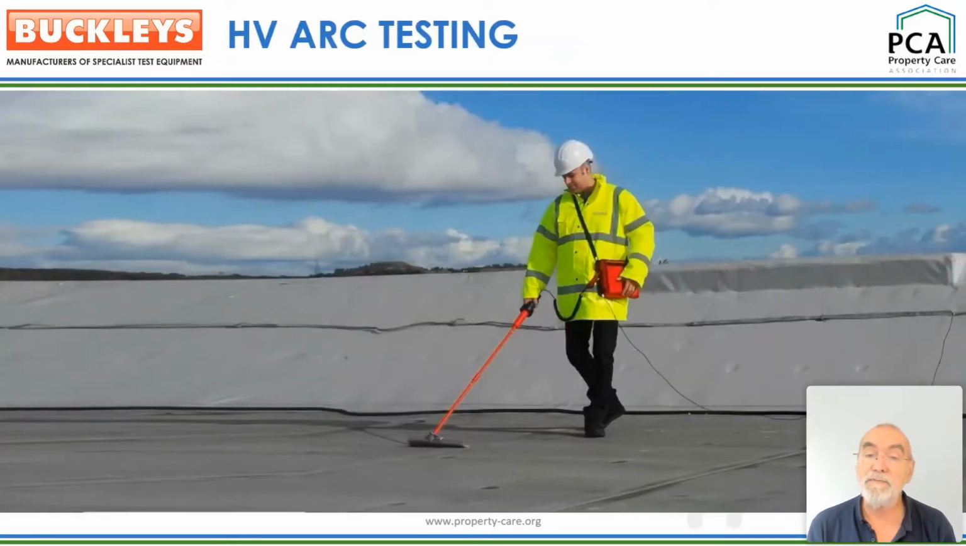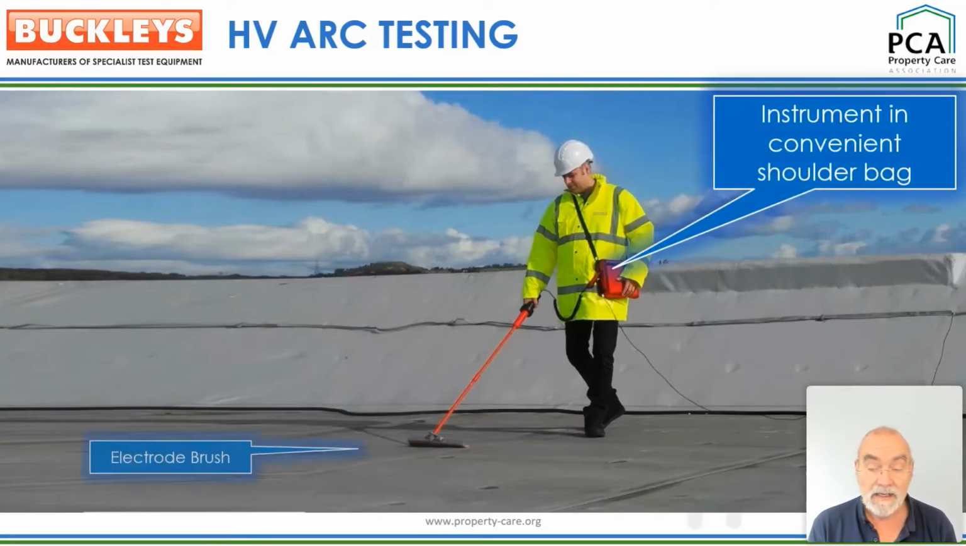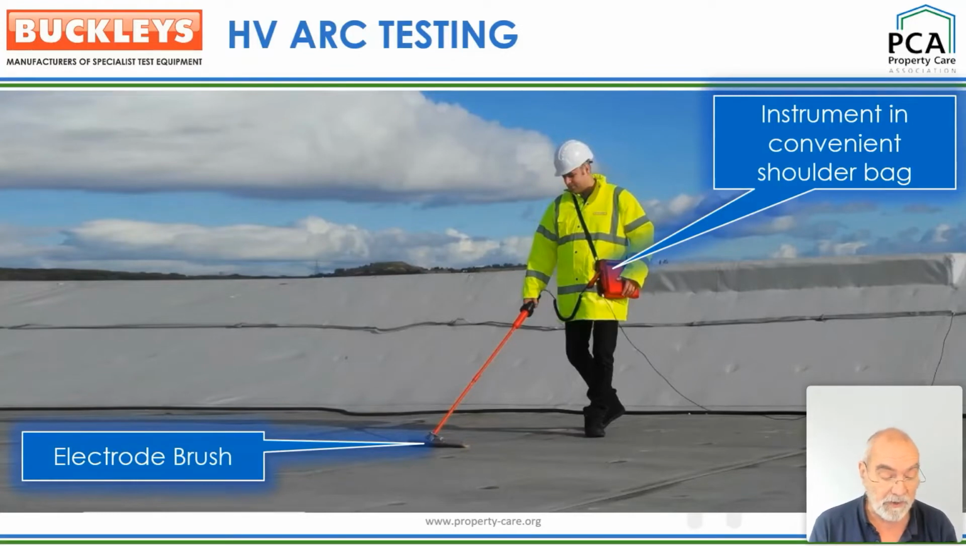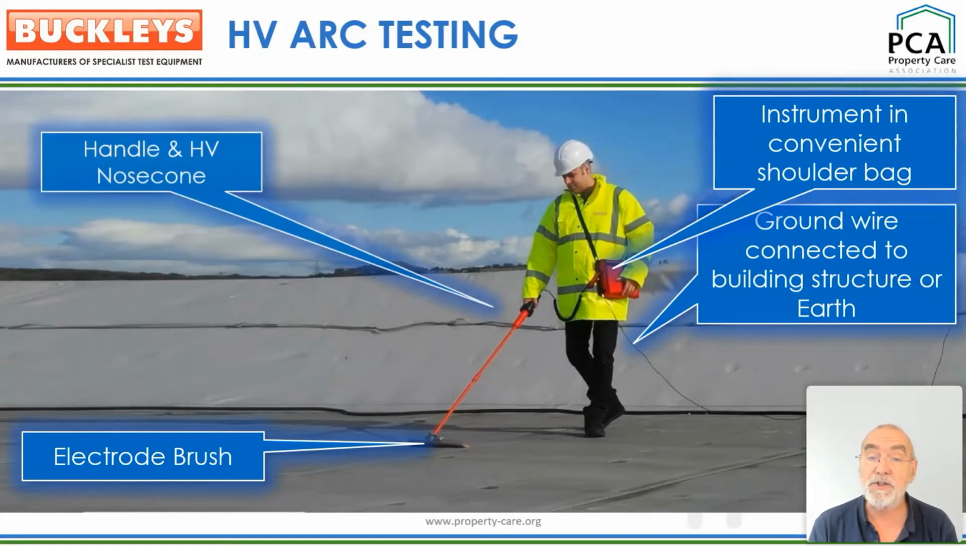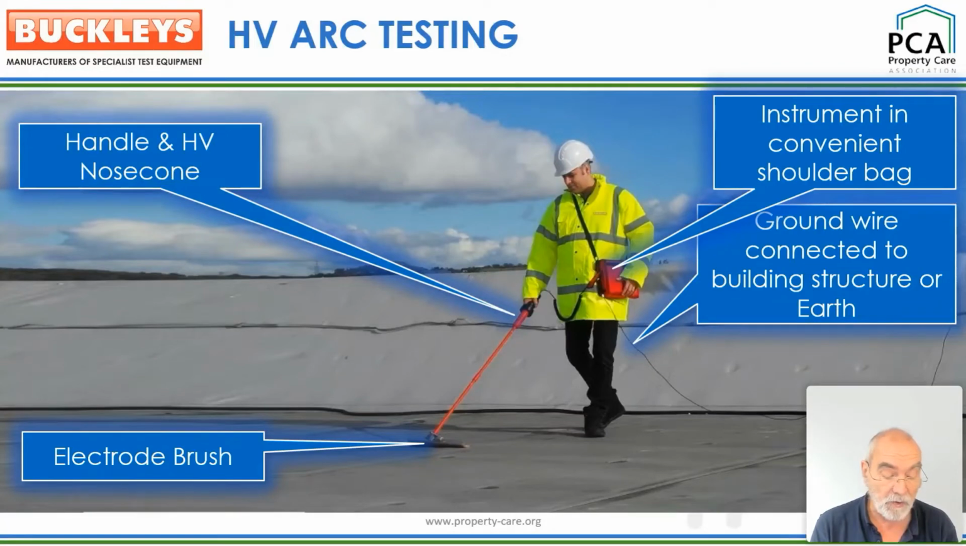Arc testing requires much higher voltages than wet methods, in a range similar to automotive spark plug voltages. A scanning approach is required for dry methods. A battery-powered high-voltage source is connected to an electrode that is brushed across the entire area to be tested. The instrument is normally carried in a shoulder bag, and the ground wire is connected to the building ground.